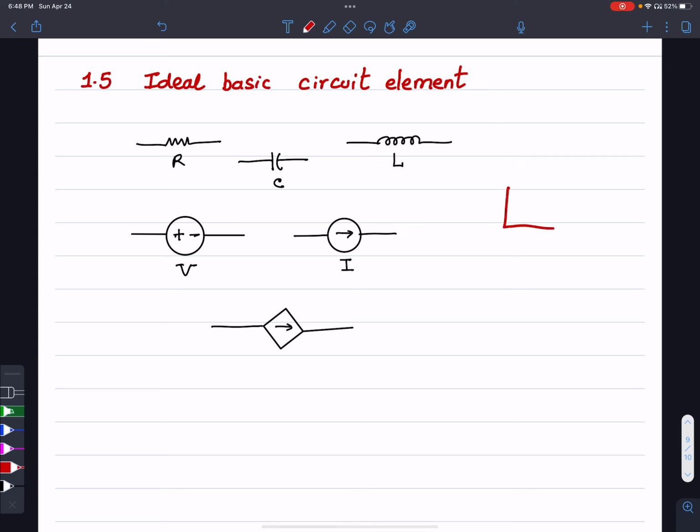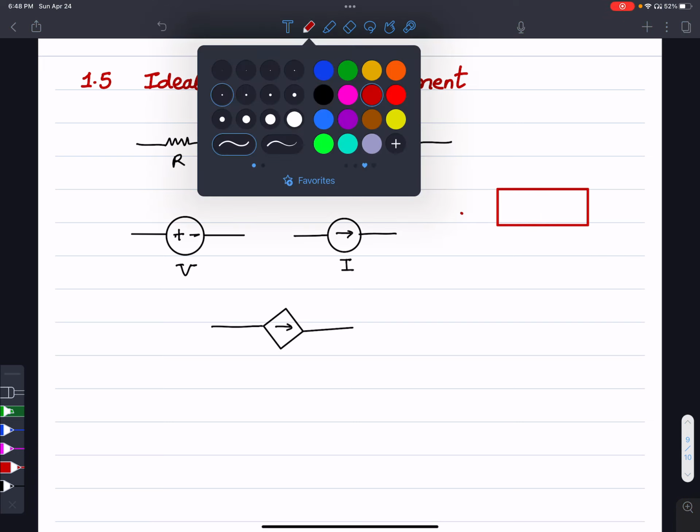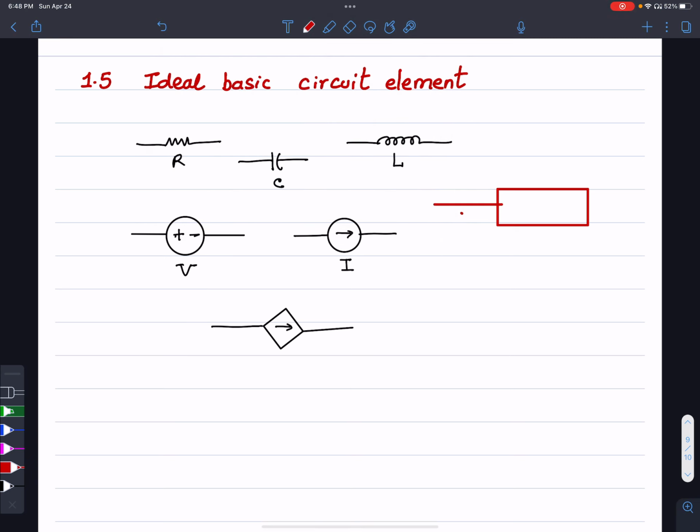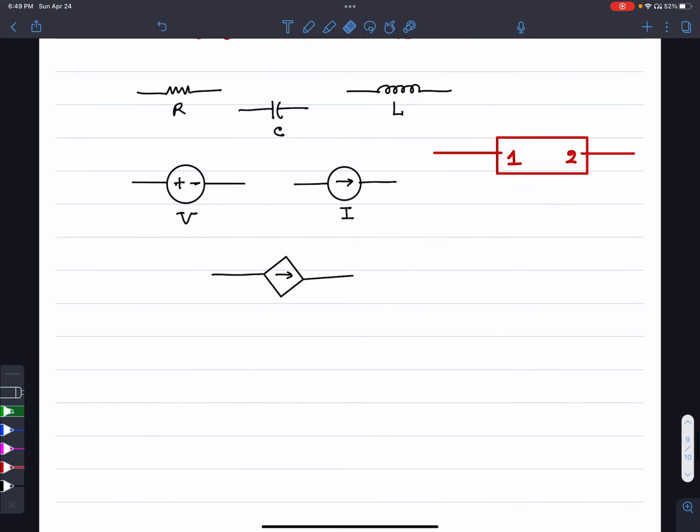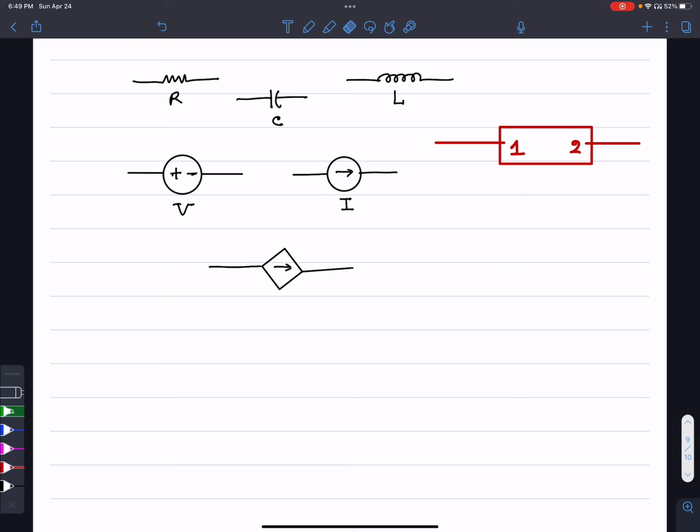There are three important characteristics that we are going to define for the basic circuit element. Number one is that it has just two terminals, terminal 1 and terminal 2. Let me name them. Terminal 1 and terminal 2 are the external connections. So this is the basic circuit element. It has two terminals. That's the first property.